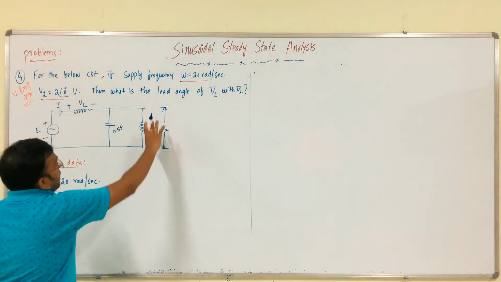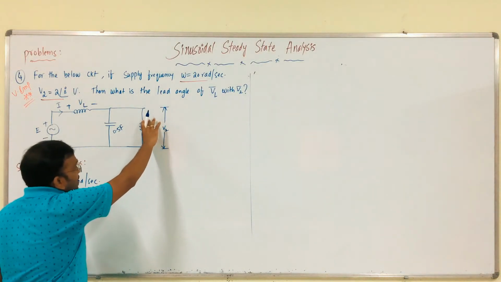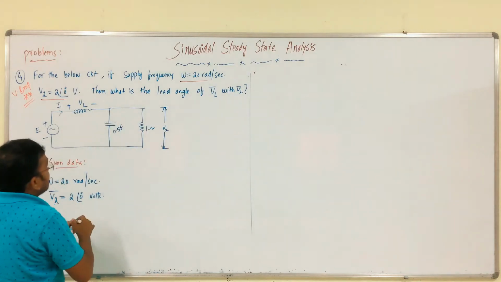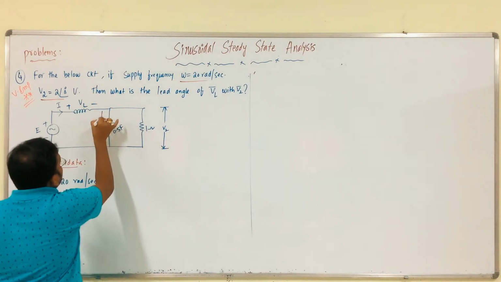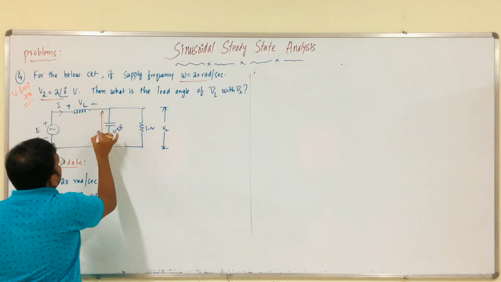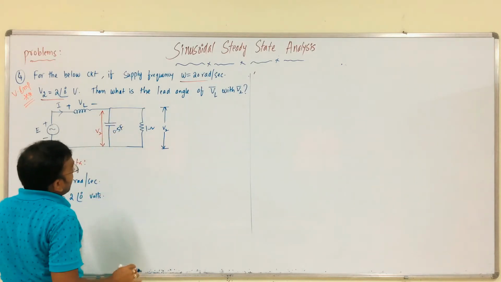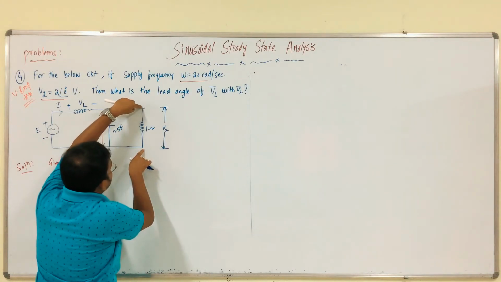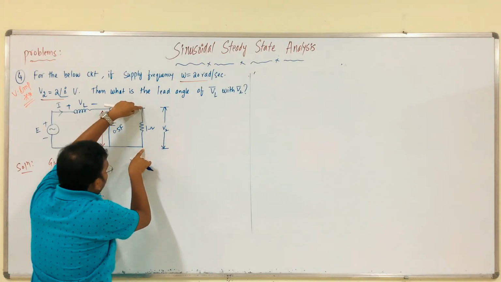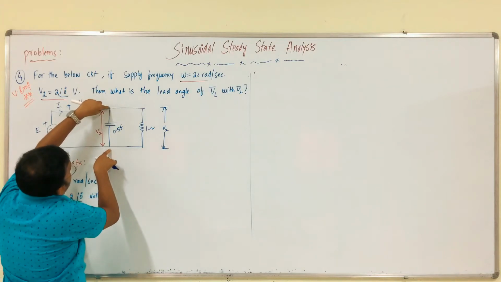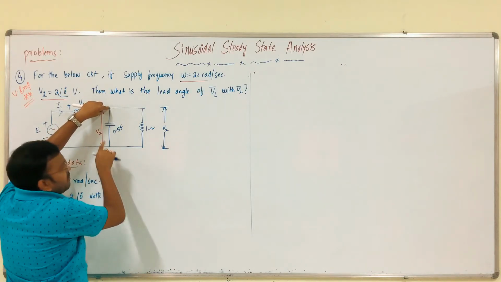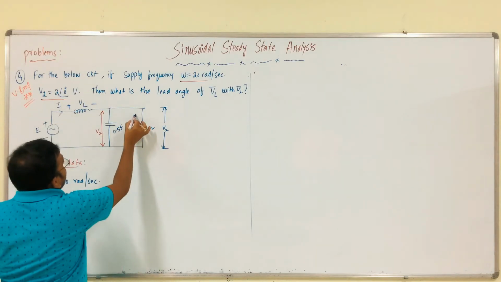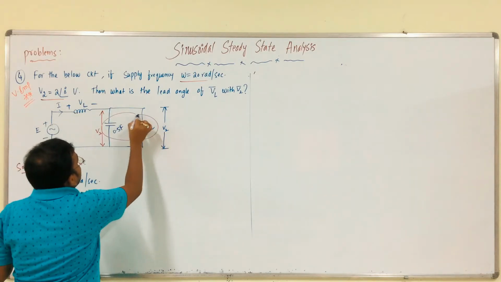See, V2 across R is nothing but V2, therefore V2 is the same across the capacitor too. So, across any branch the voltage is the same. V2 is the same from this point to this point, and across this capacitor also the voltage is nothing but V2 only. So, we have to calculate the equivalent impedance between these two.